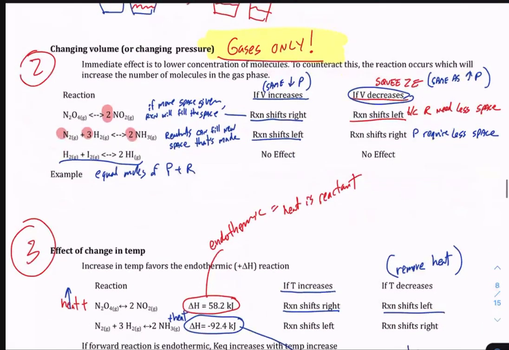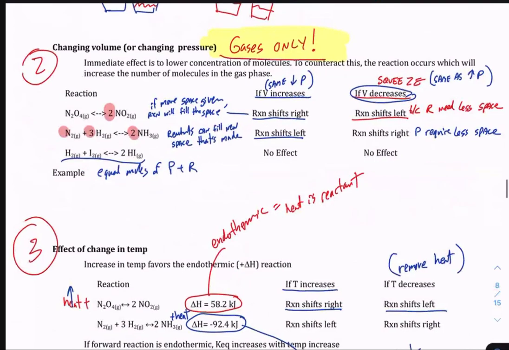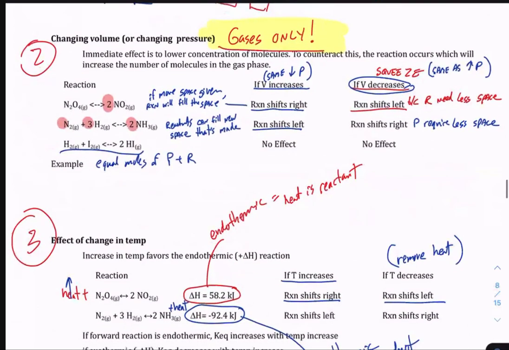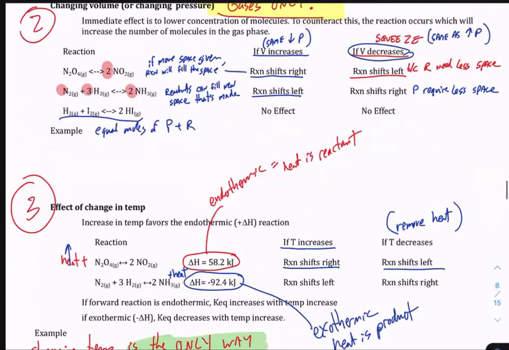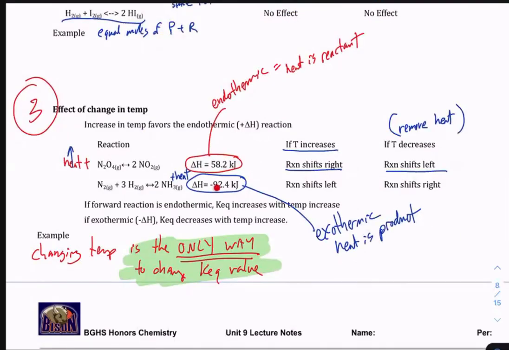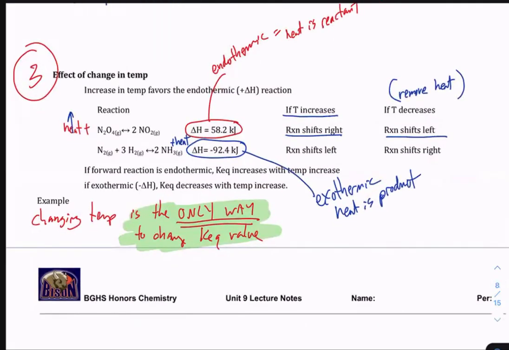Temperature. Pay attention to whether the delta H is positive or negative. If it's positive, it's endothermic, heat as a reactant. If it's negative, it's exothermic, heat as a product. Remember that changing temperature is the only thing that can change the equilibrium constant value.